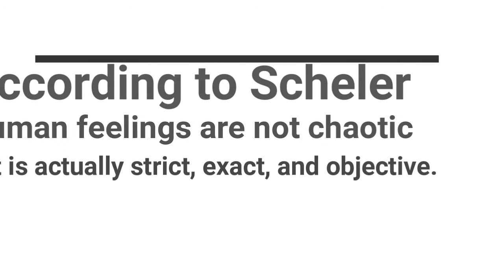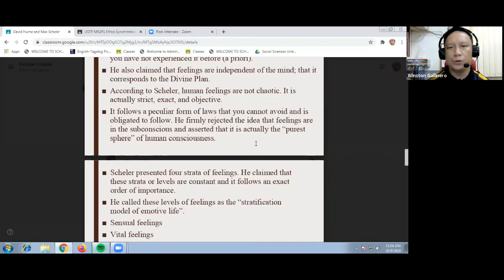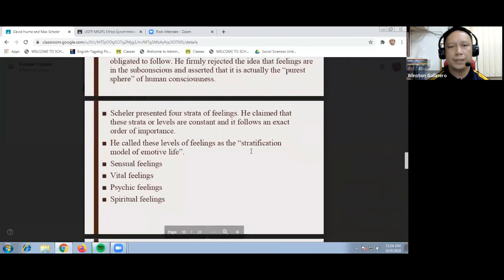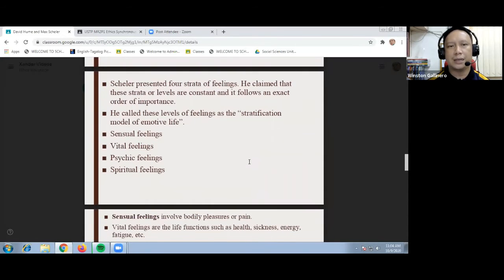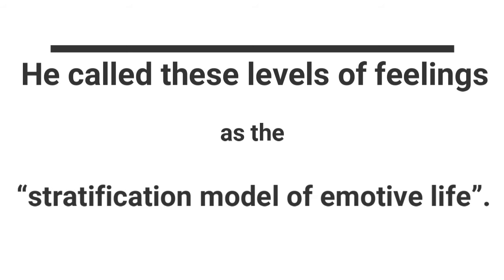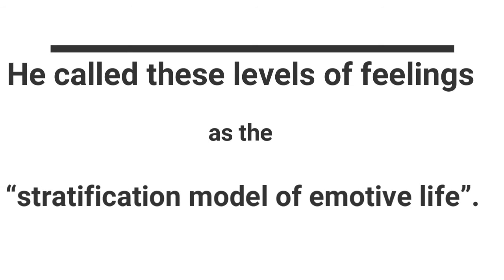He firmly rejected the idea that feelings are in the subconscious and asserted that they are actually the purest sphere of human consciousness. For Scheller, he presented four strata of feelings. He claimed that these strata or levels are constant and follow an exact order of importance. He called these levels of feelings the stratification model of emotive life. So the four strata are the sensual feelings, the vital feelings, psychic feelings, and the spiritual feelings.